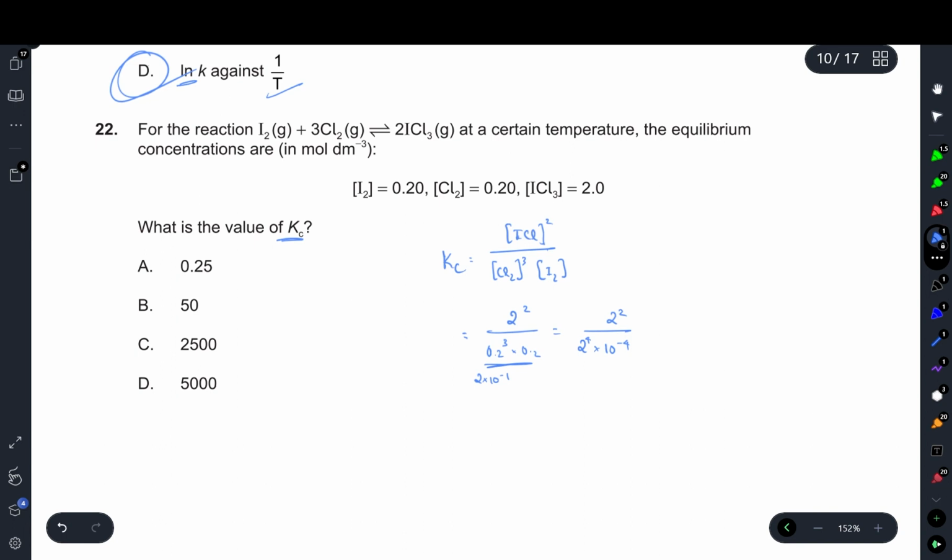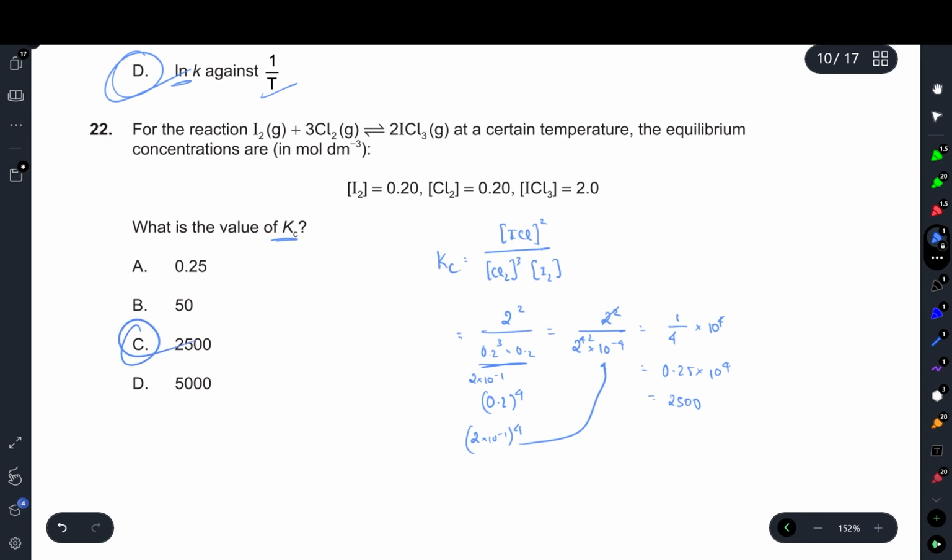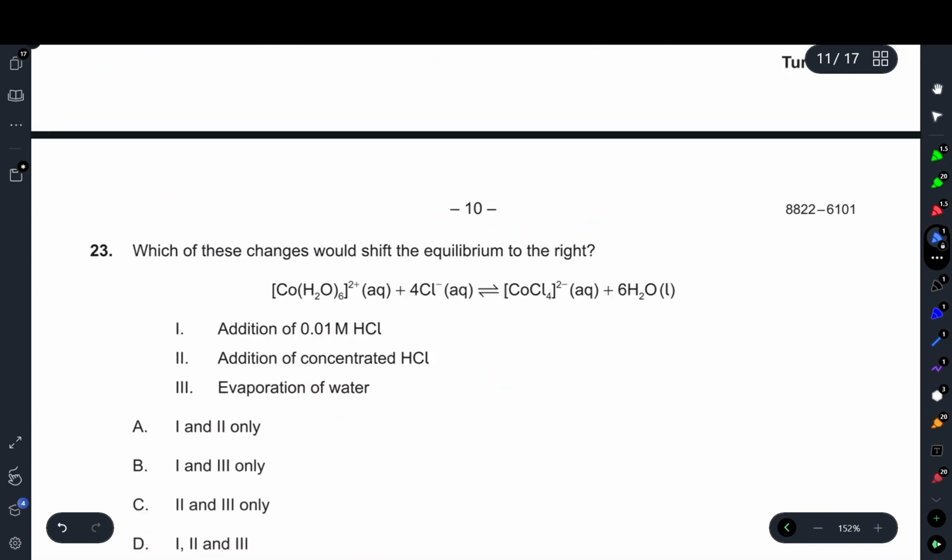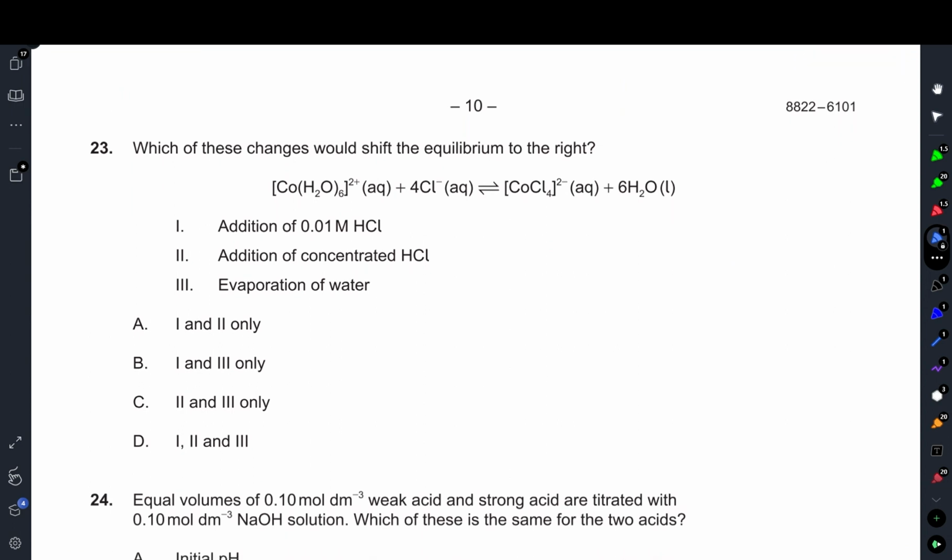Because these two are the same, we can write it as 0.2 to the power 4, which is 2 into 10 to the power minus 1, whole power 4, which gives you this. So we can cancel this, 1 by 4 into 10 to the power 4. And that is where you get 0.25 times 10 to the power 4, 2500. So quick maths in order to be able to solve questions quickly in your actual paper. I'm taking extra long to make sure I explain each of these questions correctly. If you have any questions, please do leave them in the comments below and I'll try to get back to you as soon as I can.